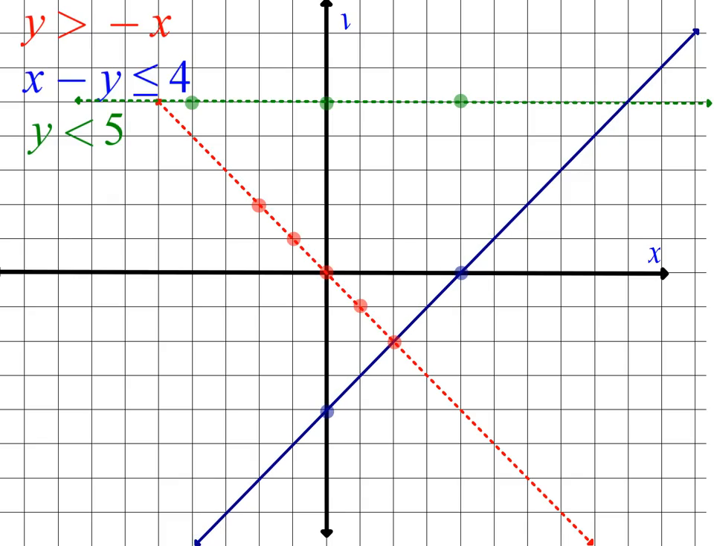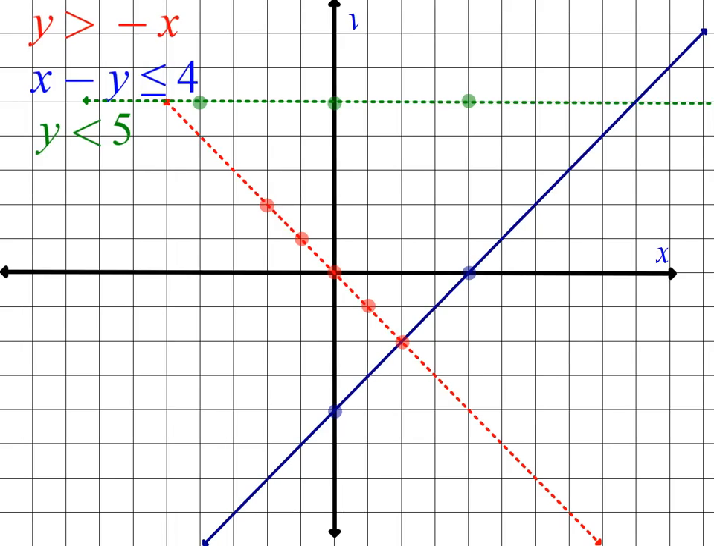Okay, now we have to decide which way we are going to graph these. So let's start with the red line. We're talking about y is greater than negative x. So we're talking about everything that is above this line, right? So we're going to talk about up here, above this way, right? Above this way.